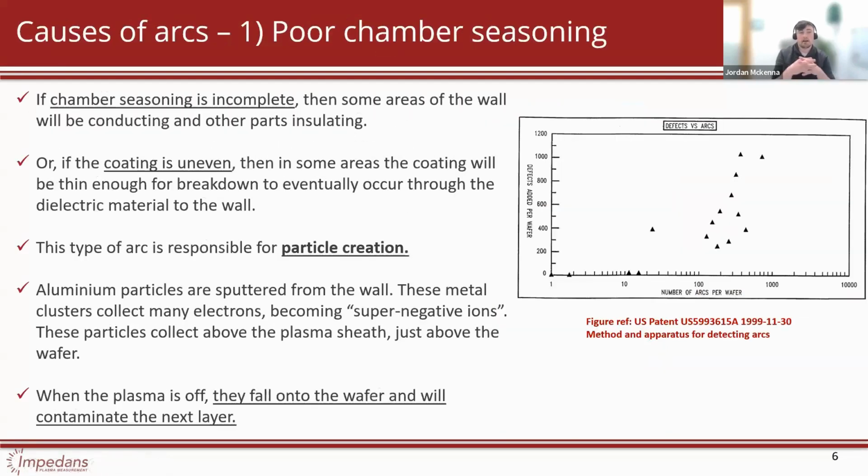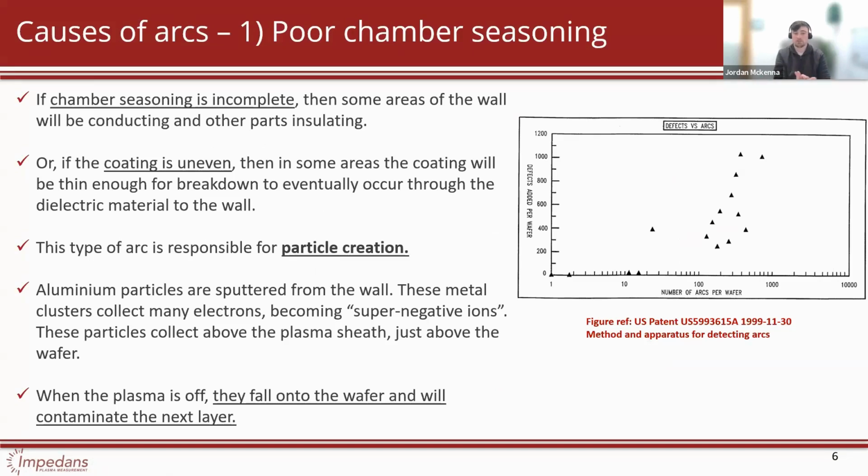So what are the main causes of arcs? We're going to dive into three common causes that we typically see in the semiconductor industry. The first one is poor chamber seasoning. If the chamber seasoning is incomplete, then some areas of the wall will be conducting while other parts are insulating. Or if the coating is uneven, then some areas may be thin enough for breakdown to eventually occur through the dielectric material to the wall.